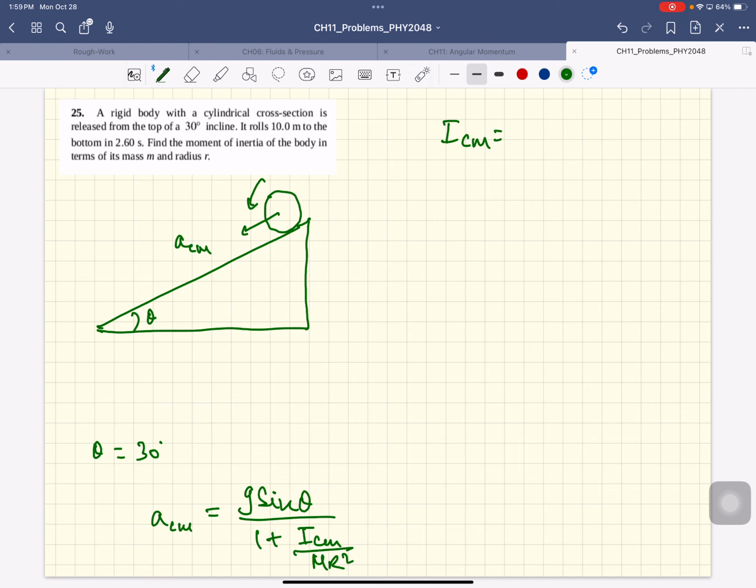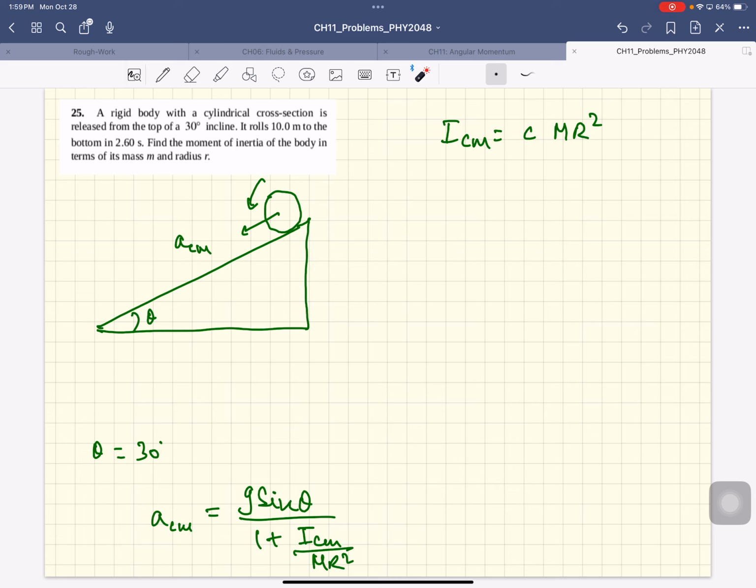And what they're asking you is, it's some constant times m r squared. They're asking you what is this constant. So for instance, if this were a sphere, that would be 2/5. If it was a uniform disk, that would be 1/2. If it were a ring, that would be 1, and so on. So it depends on how the mass is distributed.